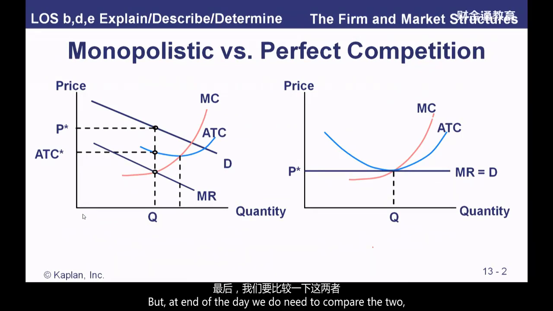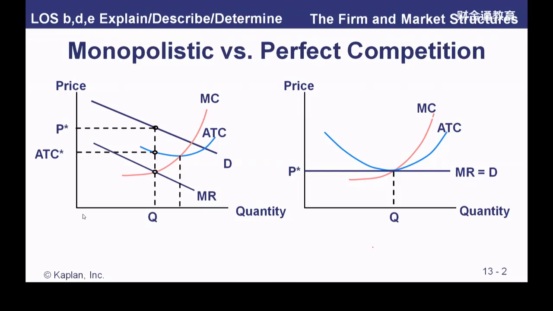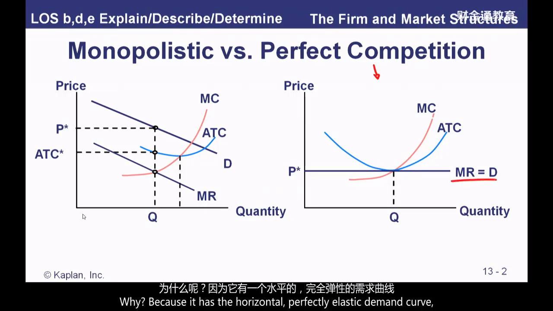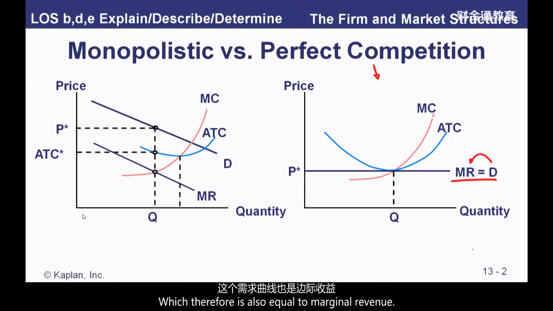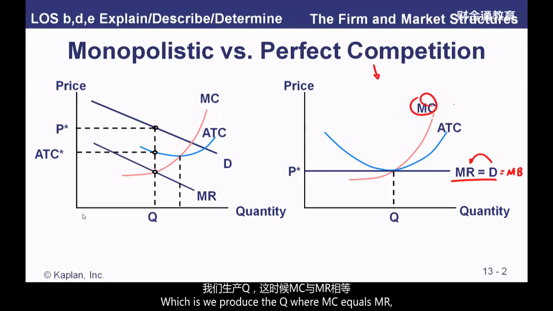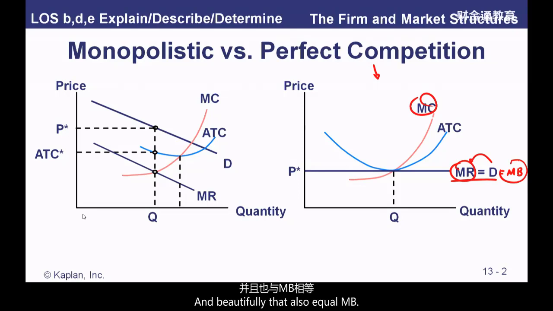But at the end of the day, we do need to compare the two and say, look, perfect competition versus monopolistic. On the right, you should be able to recognize perfect competition. Why? Because it has the horizontal, perfectly elastic demand curve, which therefore is also equal to marginal revenue. Remember, demand is also marginal benefit. We choose to produce at Q where MC equals MR, and beautifully that also equals MB.